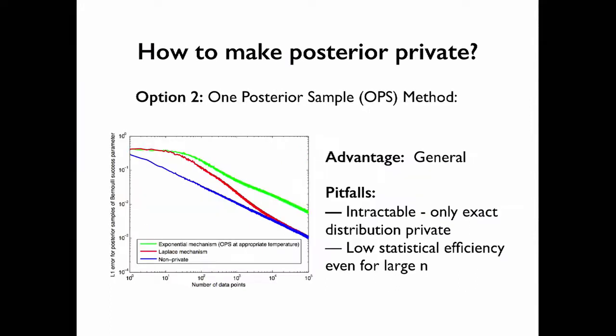The advantage of this is that it's actually quite general, and they could show that it applies to a lot of interesting prior posterior pairs. However, there are a few pitfalls. One of the pitfalls is that unless you are sampling from exactly this truncated posterior at a high temperature, your algorithm will not be differentially private.